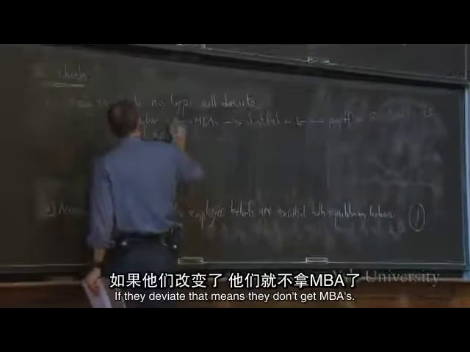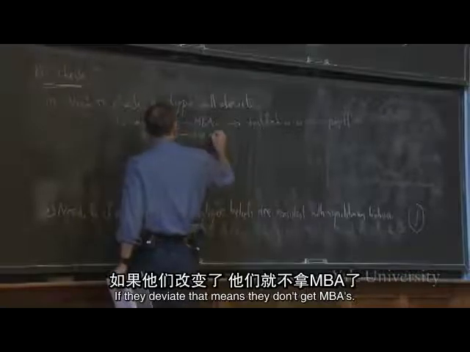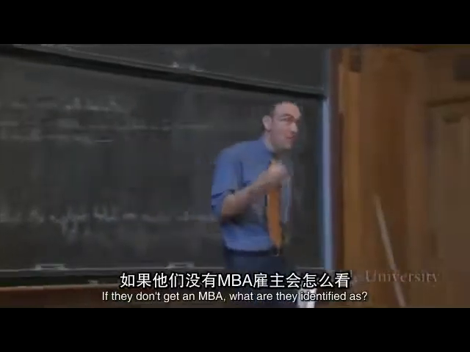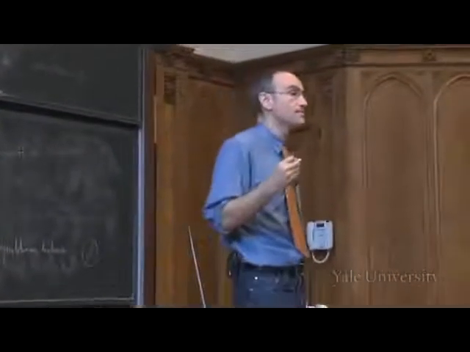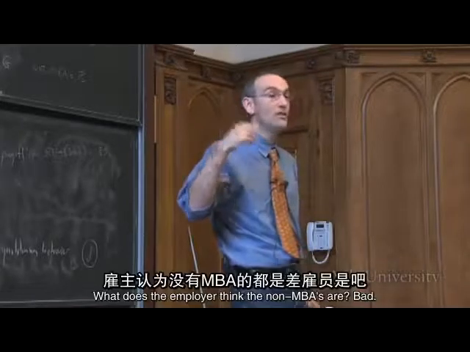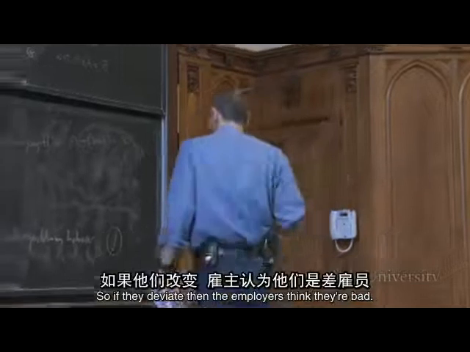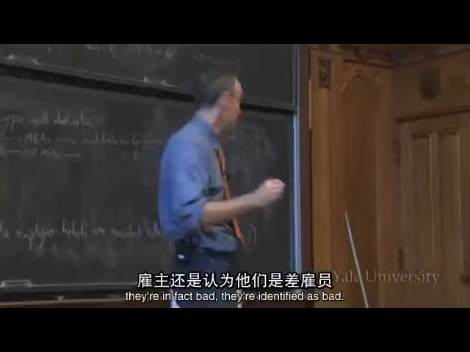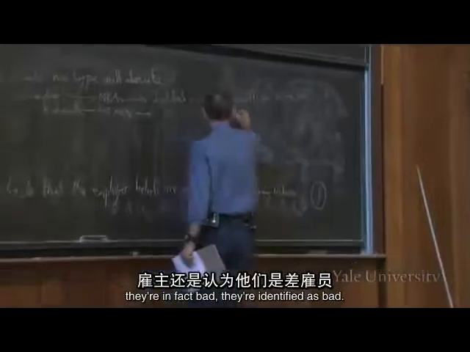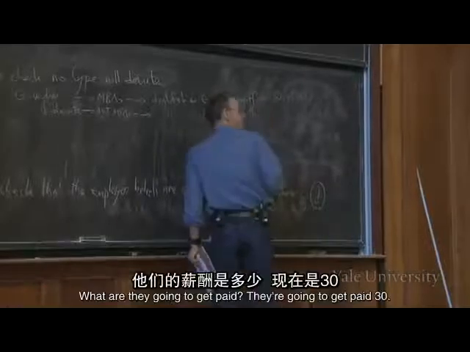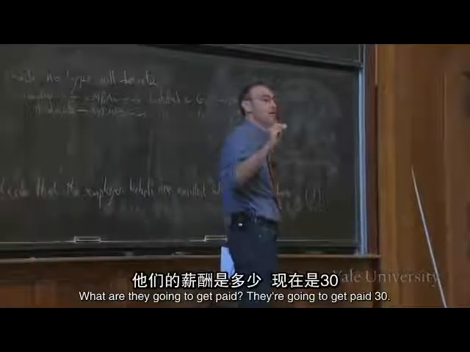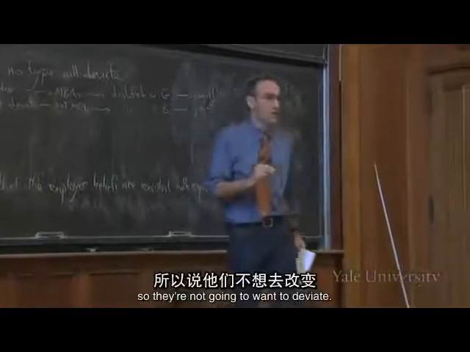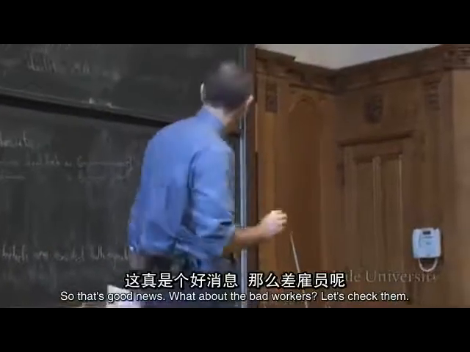If they deviate, that means they don't get MBAs, so they're not MBAs. If they don't get an MBA, what are they identified as? What does the employer think the non-MBAs are? Bad, all right? So if they deviate, then the employers think they're bad, even if they dance on the table and say they're good. They're in fact bad. They're identified as bad. And so their payoff is what? What are they going to get paid? They're going to get paid 30, and sure enough, 35 is bigger than 30, so they're not going to want to deviate. All right, so that's good news.